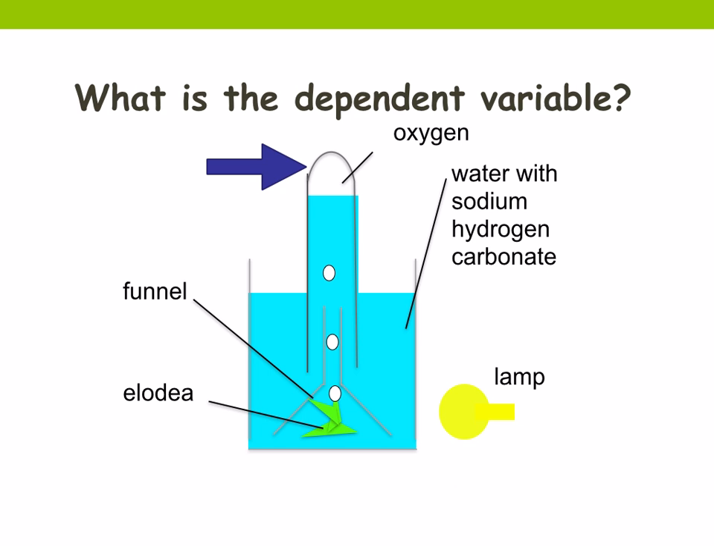Then what is the dependent variable? This is going to be what you're going to look at to see how the rate of photosynthesis varies. So in this case, you're going to be counting the number of bubbles produced per minute. So if you want to be very accurate, you would look at the volume of oxygen produced. So you could use something like a graduated measuring cylinder and look at how much is produced per minute.